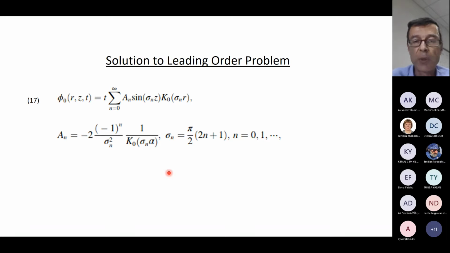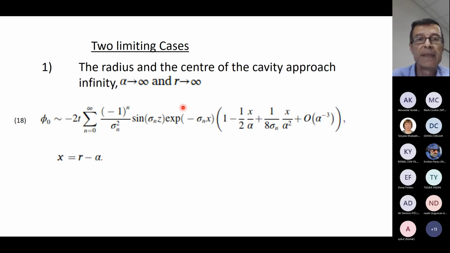Now the solution is quite easy. By separation of variables, we obtain this solution number 17. K0 is the modified Bessel function of the second kind of order 0. Okay, now two limiting cases we will study here. One of them I already mentioned. The limiting case is the radius and the center of the cavity approach infinity. That means alpha and r are approaching infinity, but r minus a is fixed, which is x in this case. We obtain this expansion.